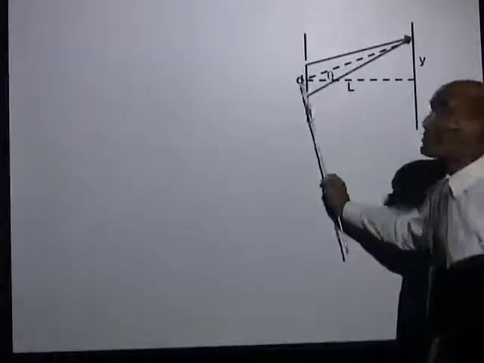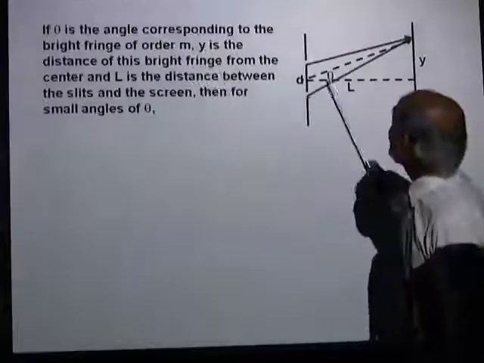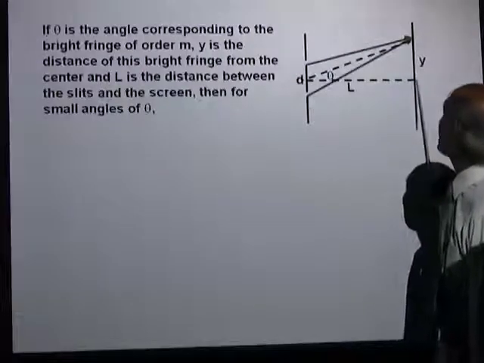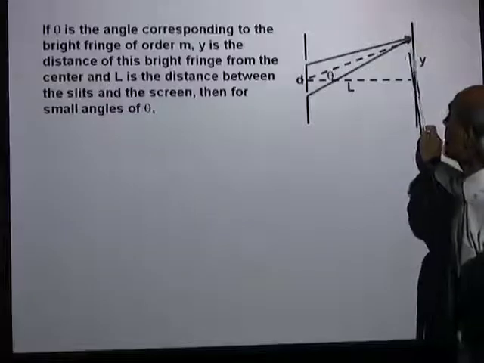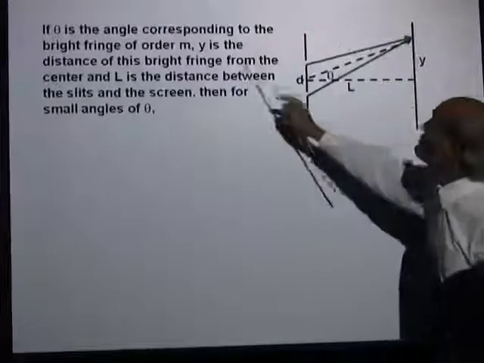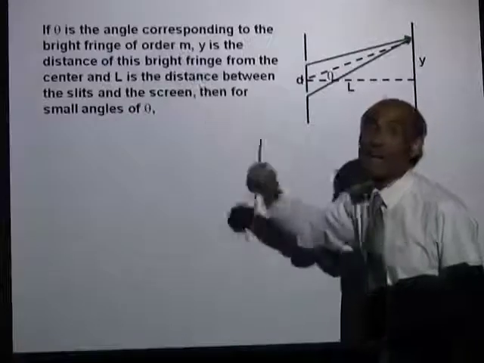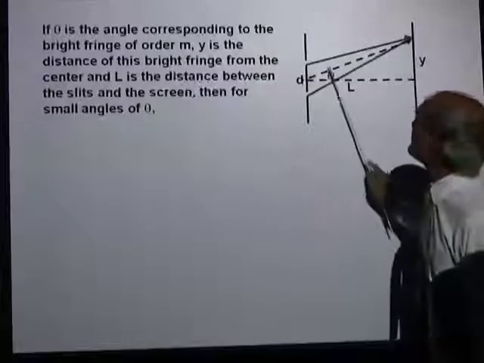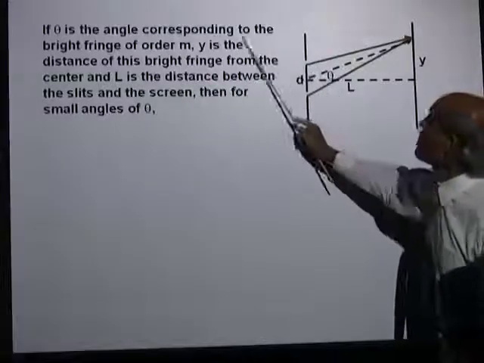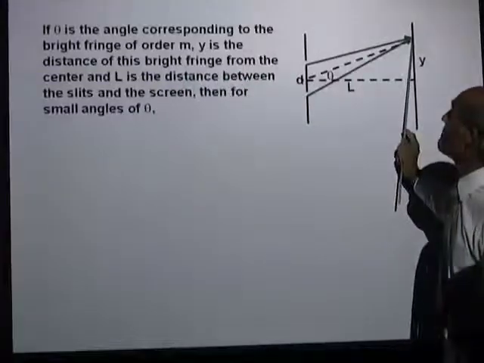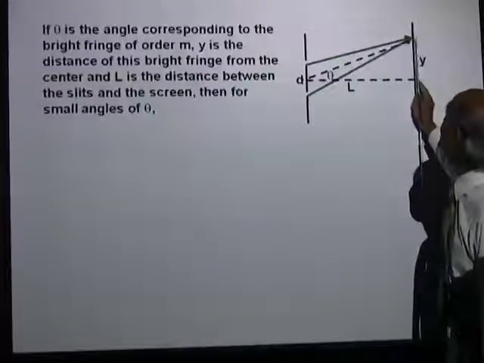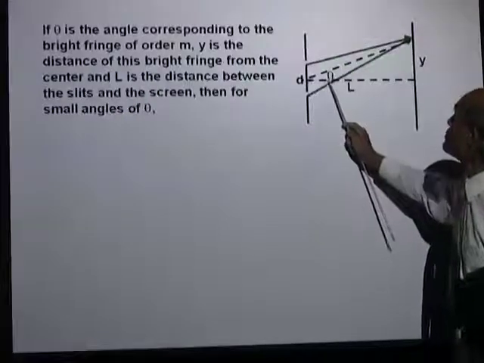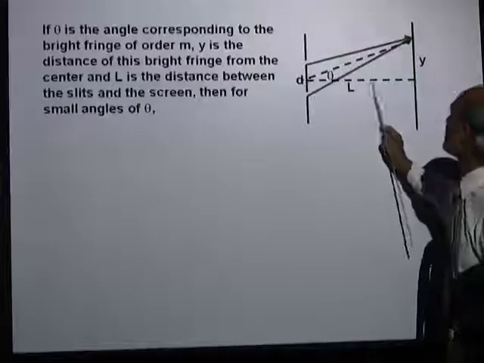So here again is the picture. If theta is the angle that corresponds to the bright fringe, suppose this is the central maximum, and this is the bright fringe corresponding to order m, mth order. It can be 1, 2, or 3, and so on. So if theta is the angle corresponding to the bright fringe of order m, then y is the distance of that bright fringe from the center, L is the distance between the slit and the screen.